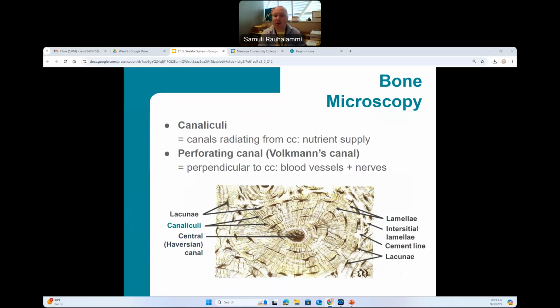This is a canal that would run at a 90-degree angle to the central canal, so horizontally, in a different direction from what we saw earlier. And this carries blood vessels and nerves in that direction.